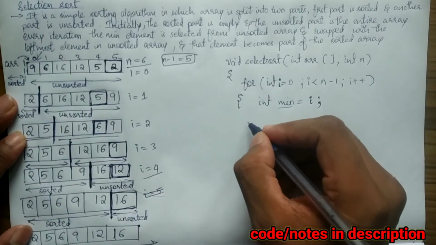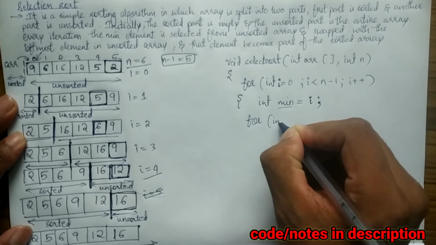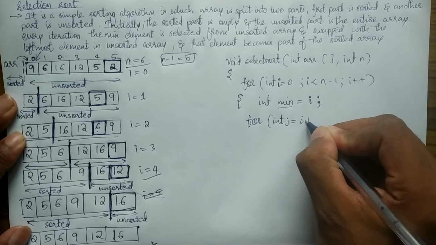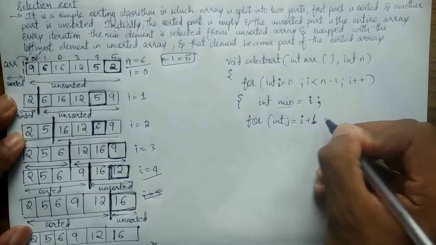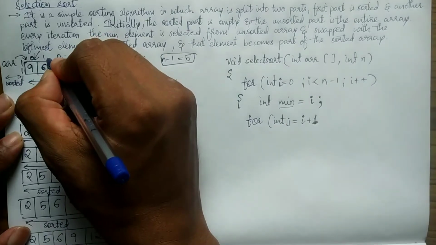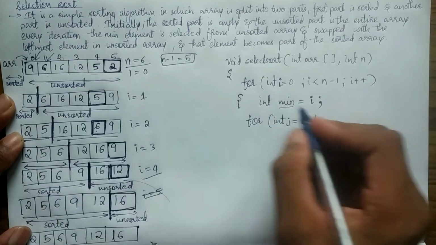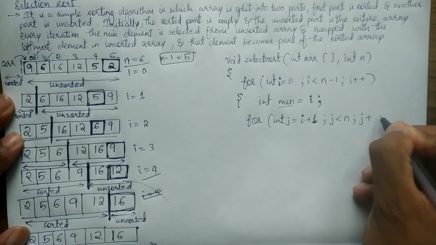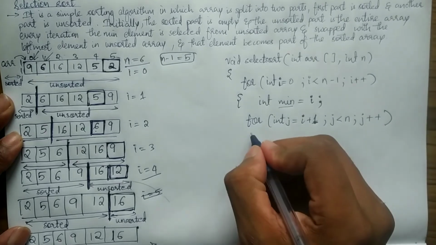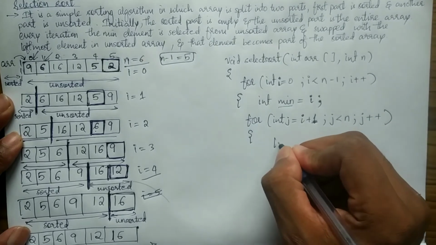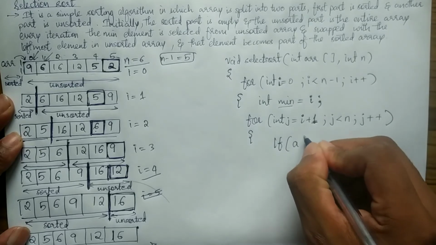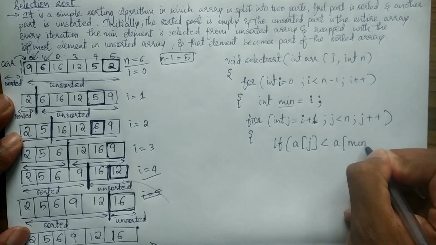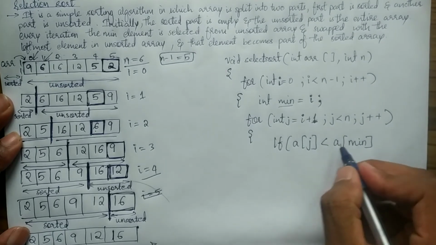And now for int j equal to i plus 1. So we'll point j at i plus 1, right? And j smaller than n, j plus plus, right? So what we'll do here, we'll take an if condition and check if the next element is smaller than our minimum element, right? A of j is smaller than a of min.